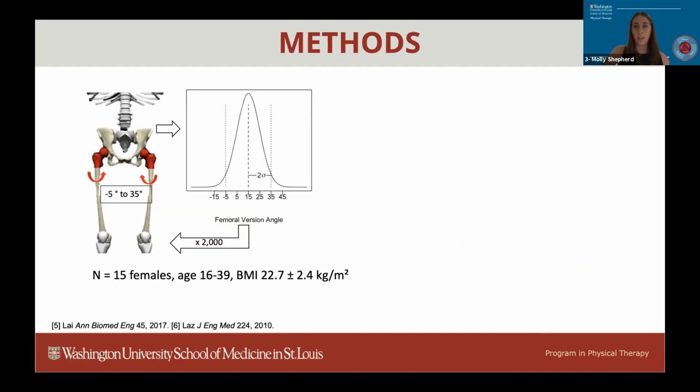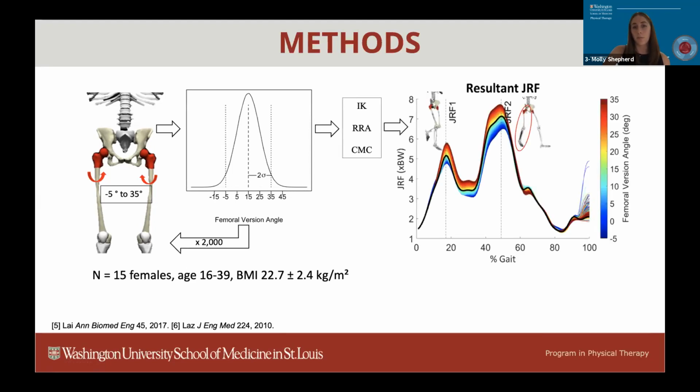Monte Carlo simulation was used to generate a distribution of 2,000 femoral version angles for each subject between -5 degrees, which is relative retroversion, and 35 degrees, which is increased anteversion. Each model was run through a series of OpenSim analyses in order to calculate muscle forces and hip joint reaction forces. And we're going to focus on this time point of joint reaction force 2, which is the peak resultant joint reaction force, and is right at the toe off period in the gait cycle.